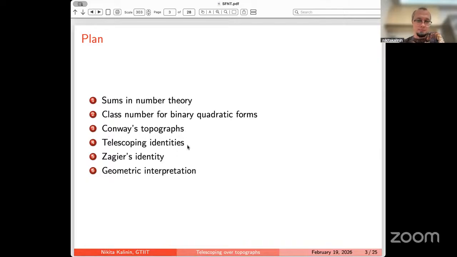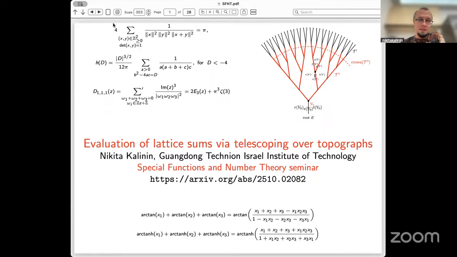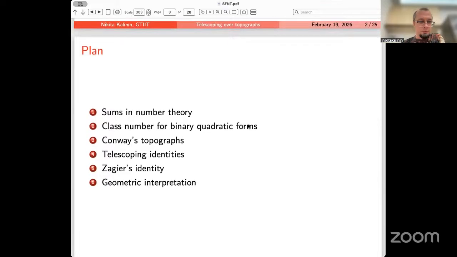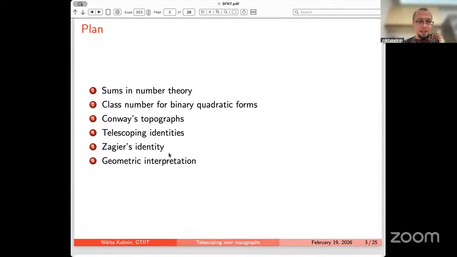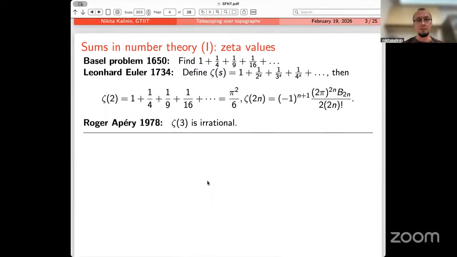The idea of the talk is that I get this first identity via some telescoping over a picture like that. And it will be quite apparent what's going on. So the proofs are easier than previous proofs. And then I talk about the Zagier identity, why it's equivalent to my identity. And finally, if I have time, I give you a geometric interpretation of all these identities. Okay. Now, first, let me introduce number theory gently.